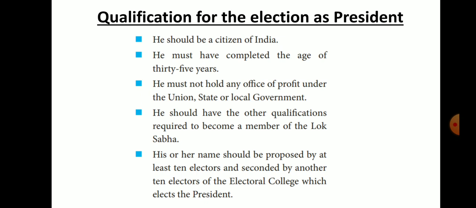What are the qualifications for the President? He should be a citizen who has completed 35 years. He should not hold any profitable office under the union, state or local government. He should have the other qualifications required to become a member of Lok Sabha. So with these qualifications, he can be elected as President. His name has to be proposed by at least 10 electors and seconded by another 10 electors. Who are these electors? They are the members of the electoral college by which the President is elected.